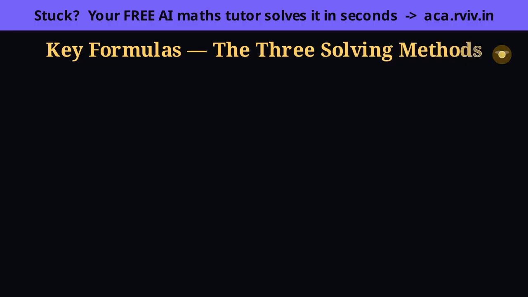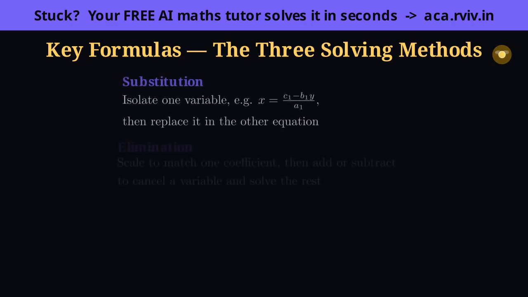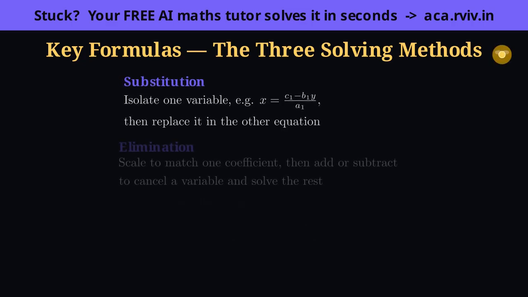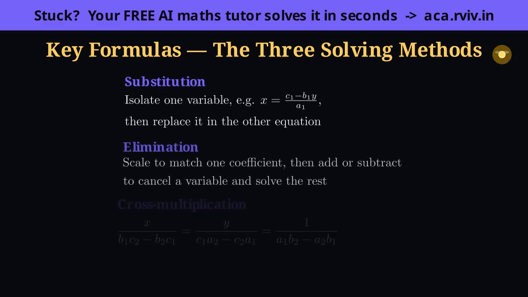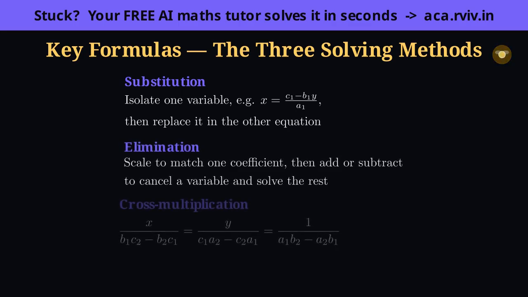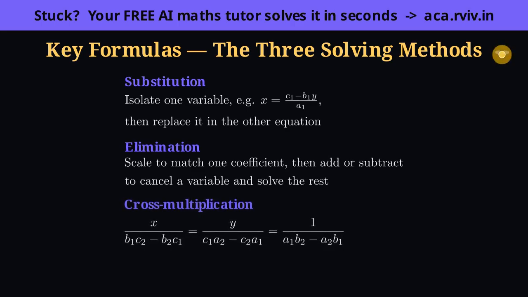And cross-multiplication is really elimination done once for the general pair and packaged as a formula, x over b1 c2 minus b2 c1 equals y over c1 a2 minus c2 a1 equals 1 over a1 b2 minus a2 b1. Notice that last denominator, a1 b2 minus a2 b1, it's exactly the intersecting condition, and it must be non-zero, because if it was zero the lines wouldn't cross and there would be no unique point to find. So the formula even carries its own warning inside it.